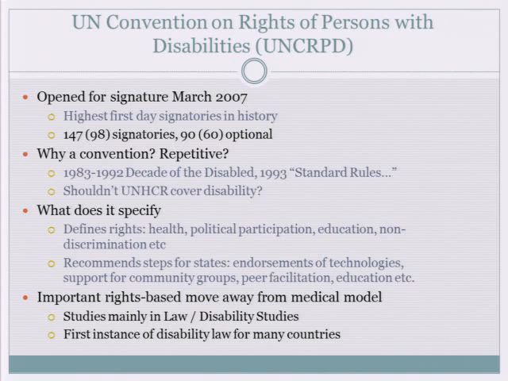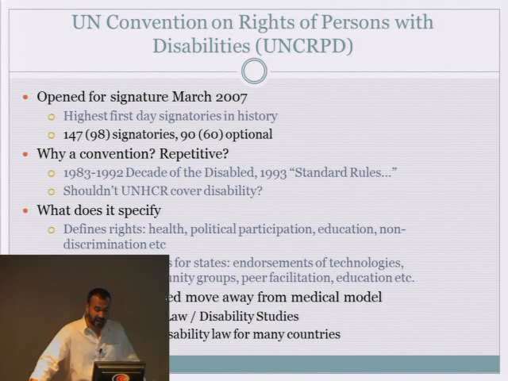In this case, it was seen as important because for certain populations which are seen as uniquely vulnerable, there is a need for a special definition of rights, which is why we have similar international treaties for children and so on and so forth. There were a number of moves by the United Nations from the 1980s onwards around disability, and it crescendoed in 2007 when this whole international convention came through. What does it define? Rights and recommended steps.